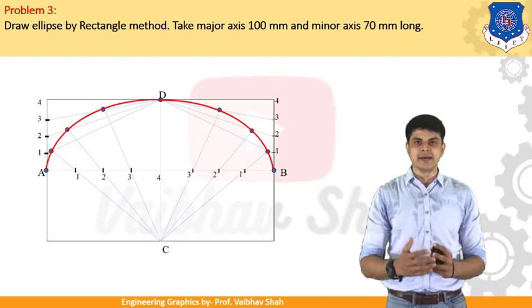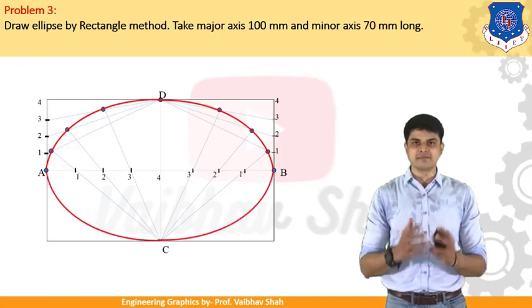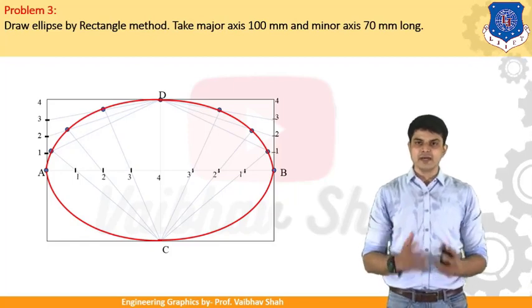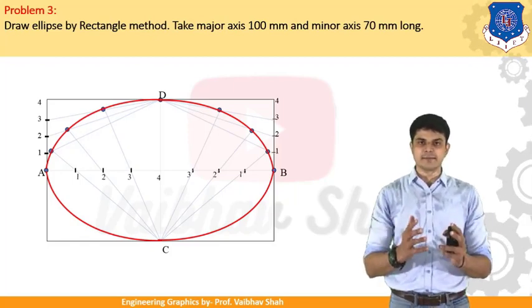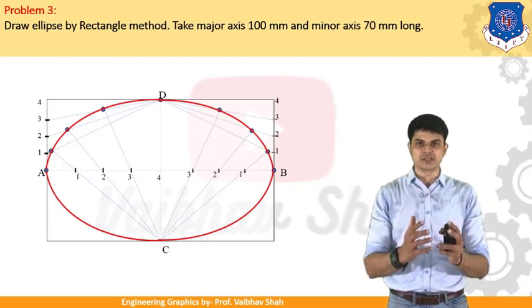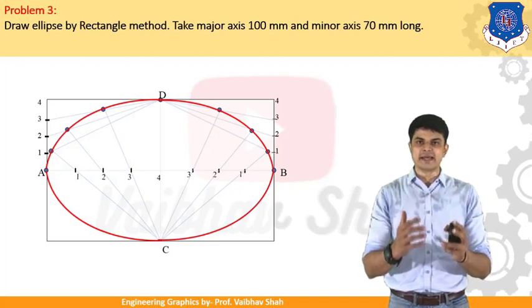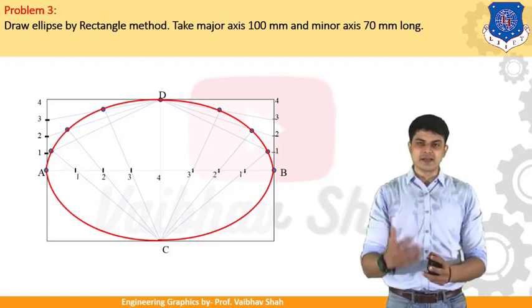So let us follow the similar method in order to get the ellipse in the lower half. We'll be drawing the ellipse in the lower half with a similar method, right? So it is very much easy. This is nothing but your rectangle method. We are constructing the rectangle, and into the rectangle we are putting the ellipse, right? So let us move on.